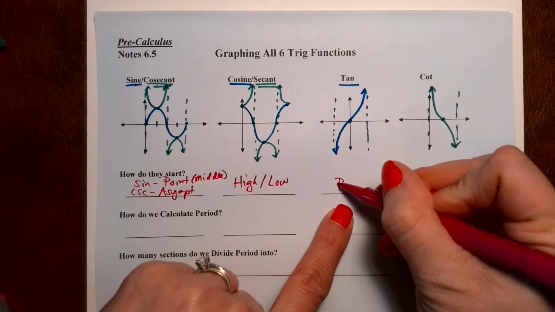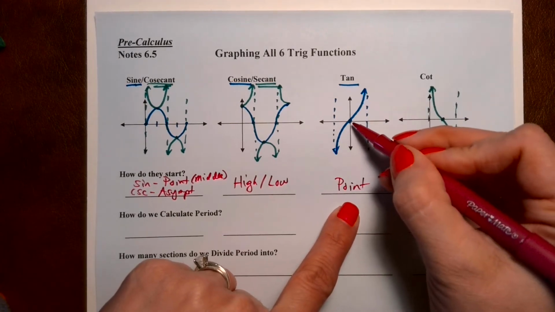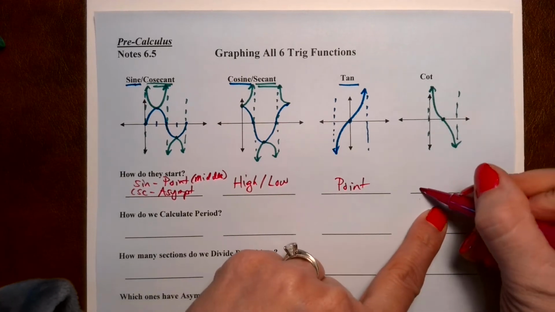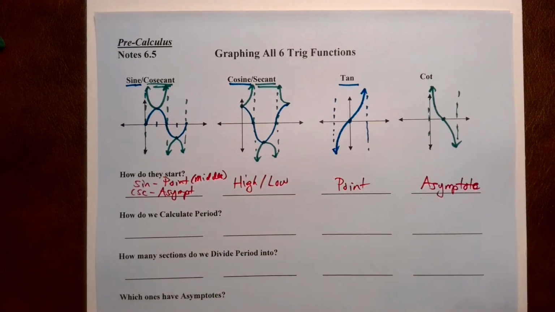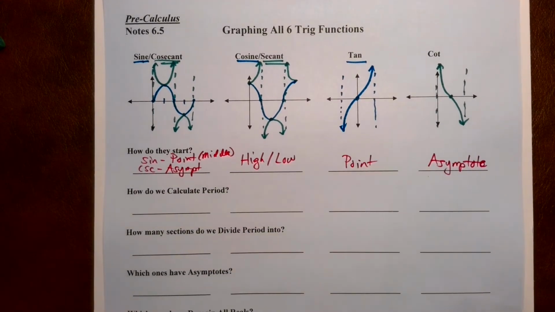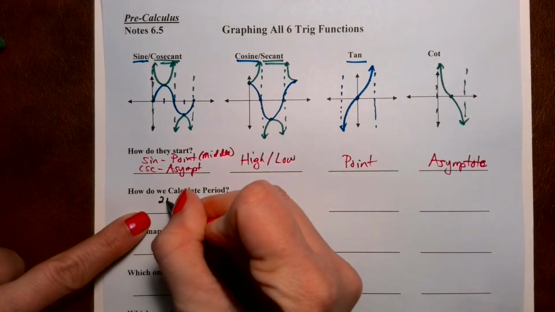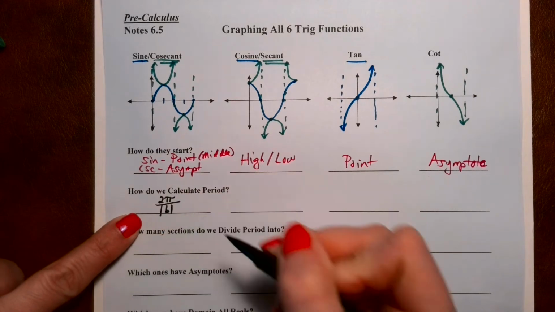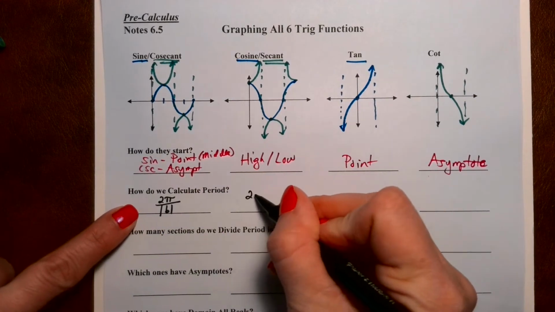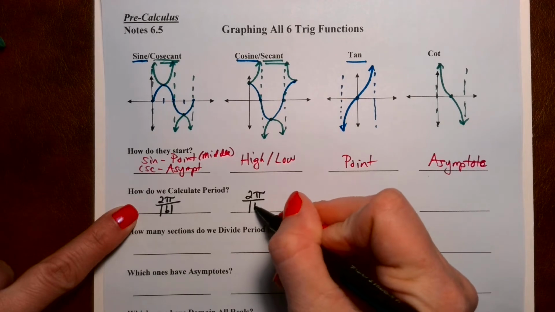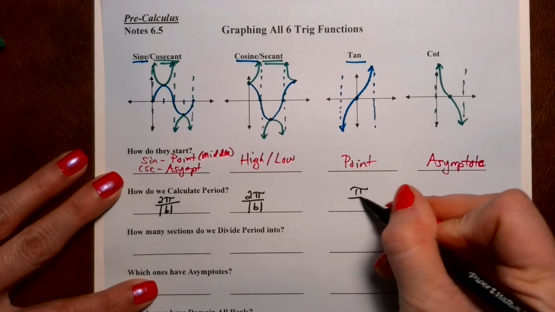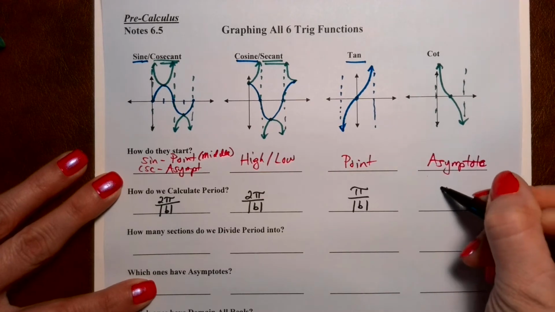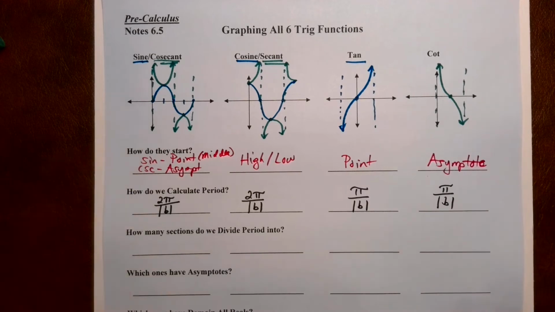Tangent starts with a point. He starts with a point wherever his starting is. And cotangent starts with an asymptote. How do we calculate the period for these 6 graphs? Sine and cosecant is 2 pi divided by absolute value of b. Cosine secant, same thing, 2 pi divided by absolute value of the b. And tangent cotangent is just pi divided by absolute value of the b number. So they're a little shorter, right?